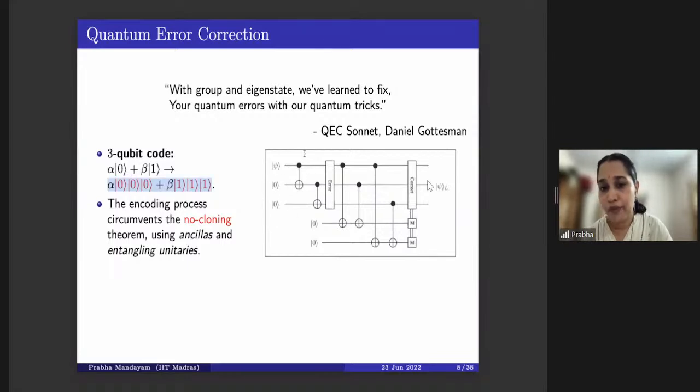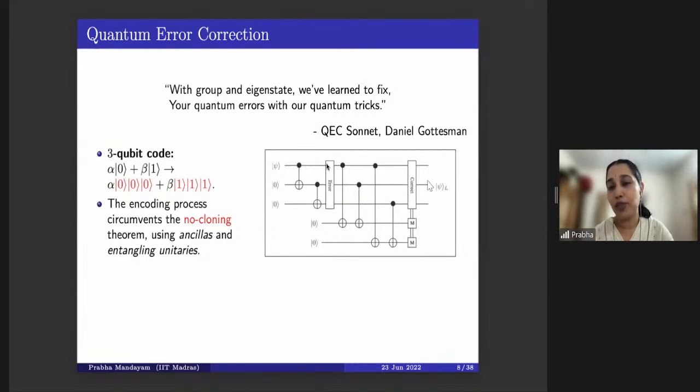And now look at what I have done. I have 2 CNOT gates here, from the first to the second and then the second to the third. And these 2 CNOT gates are essentially entangling these 3 qubits, so that if I start with an alpha 0 plus beta 1, I'm sure you can work this out yourself. You will see that you get an alpha 000 plus beta 111.